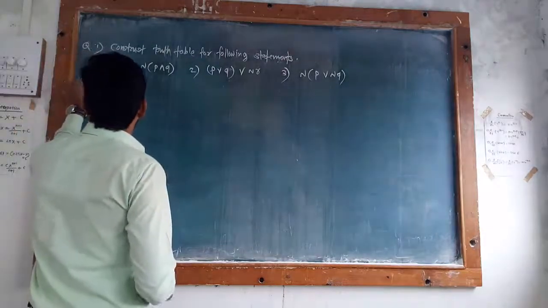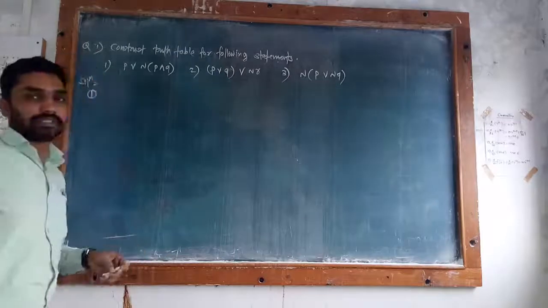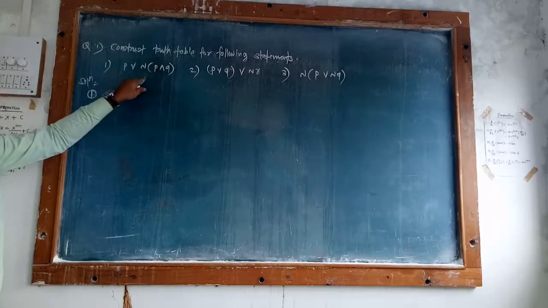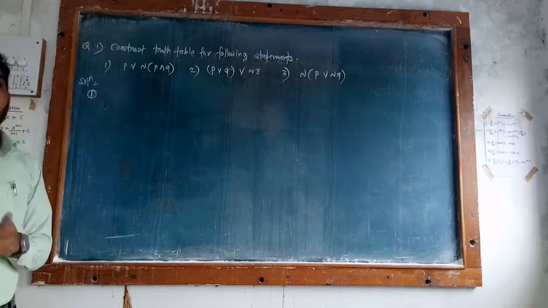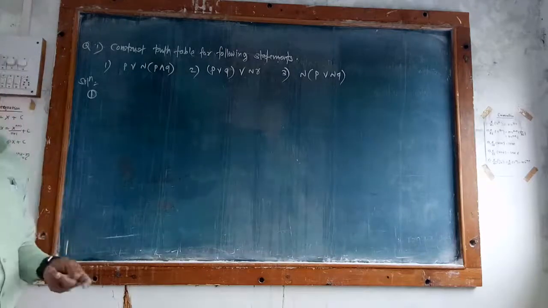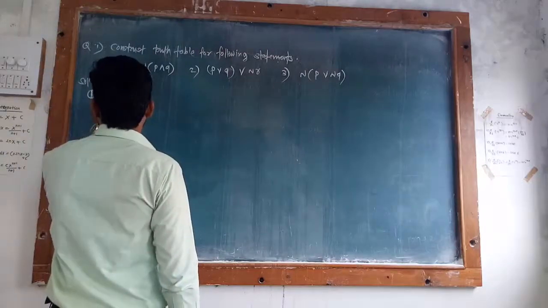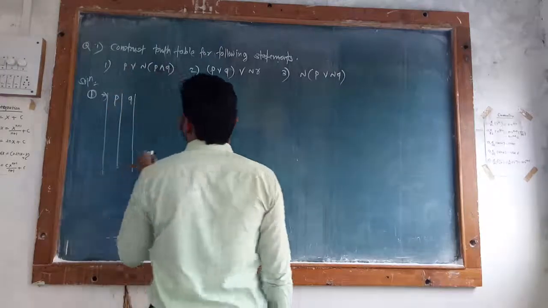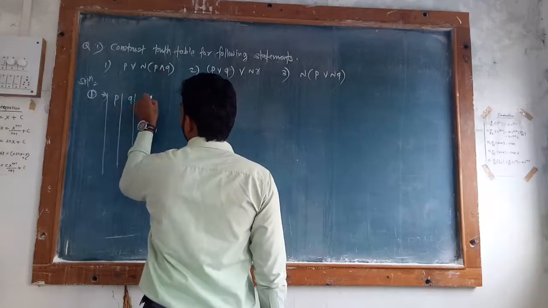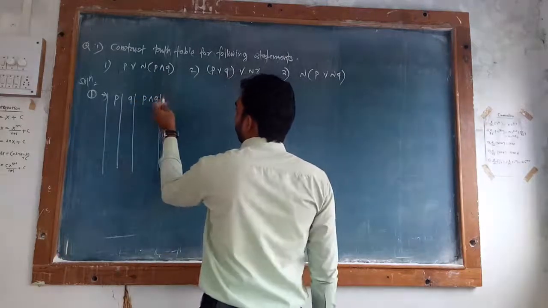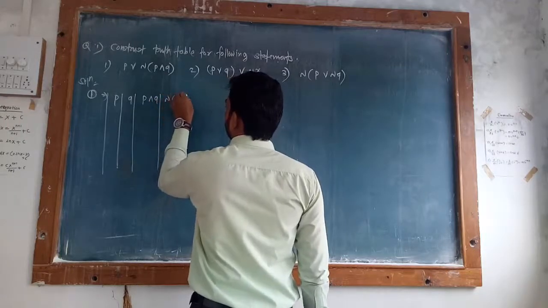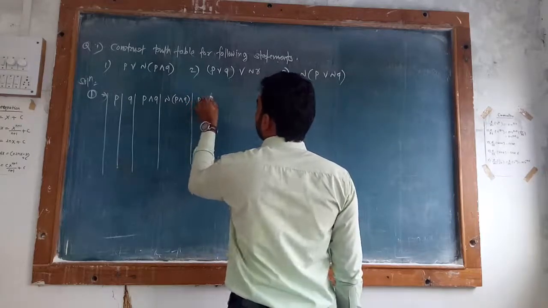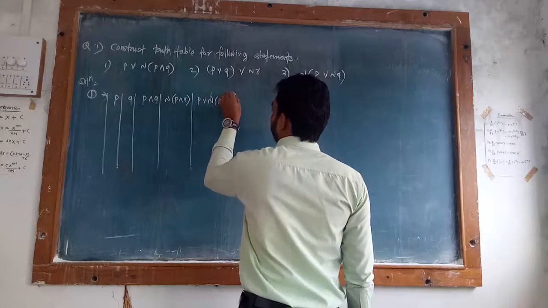Let us write down the solution for your first statement, that is P or negation of (P and Q). In your first statement, how many propositions are there? There are P and Q, two propositions. In the truth table, that is 2 raised to 2, that is 4 rows. So make the table: first column for proposition P, second column for proposition Q, third column for P and Q, fourth column for negation of P and Q, and the last column for P or negation of P and Q.